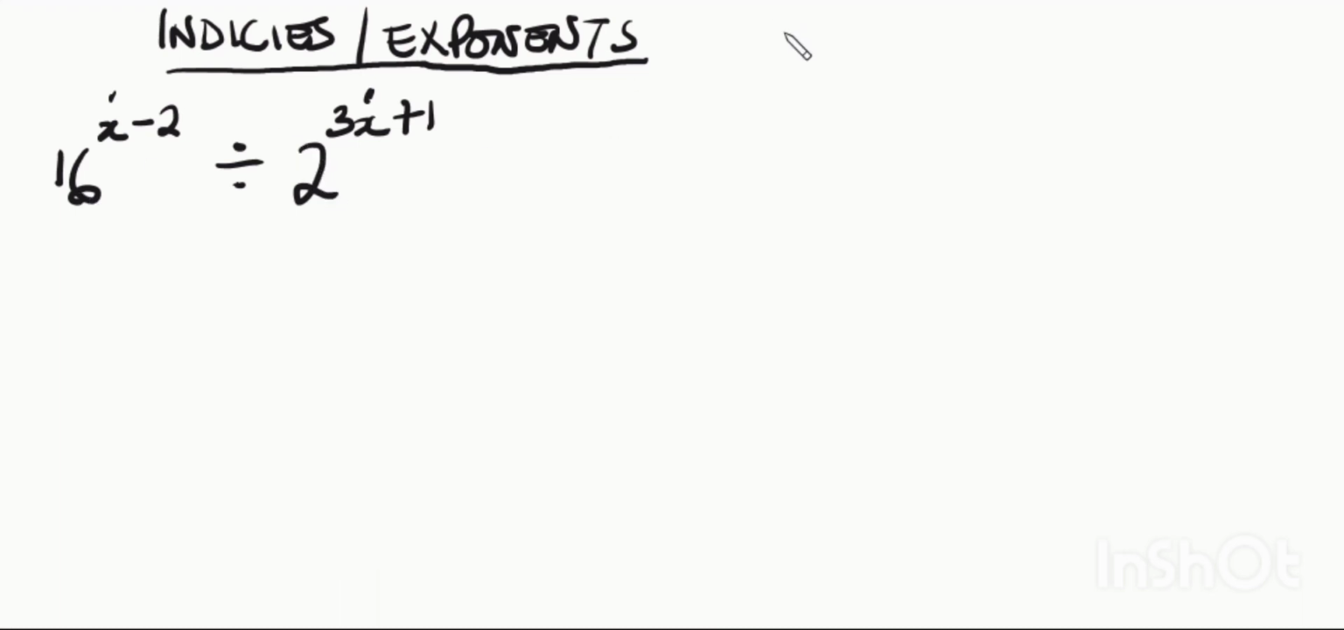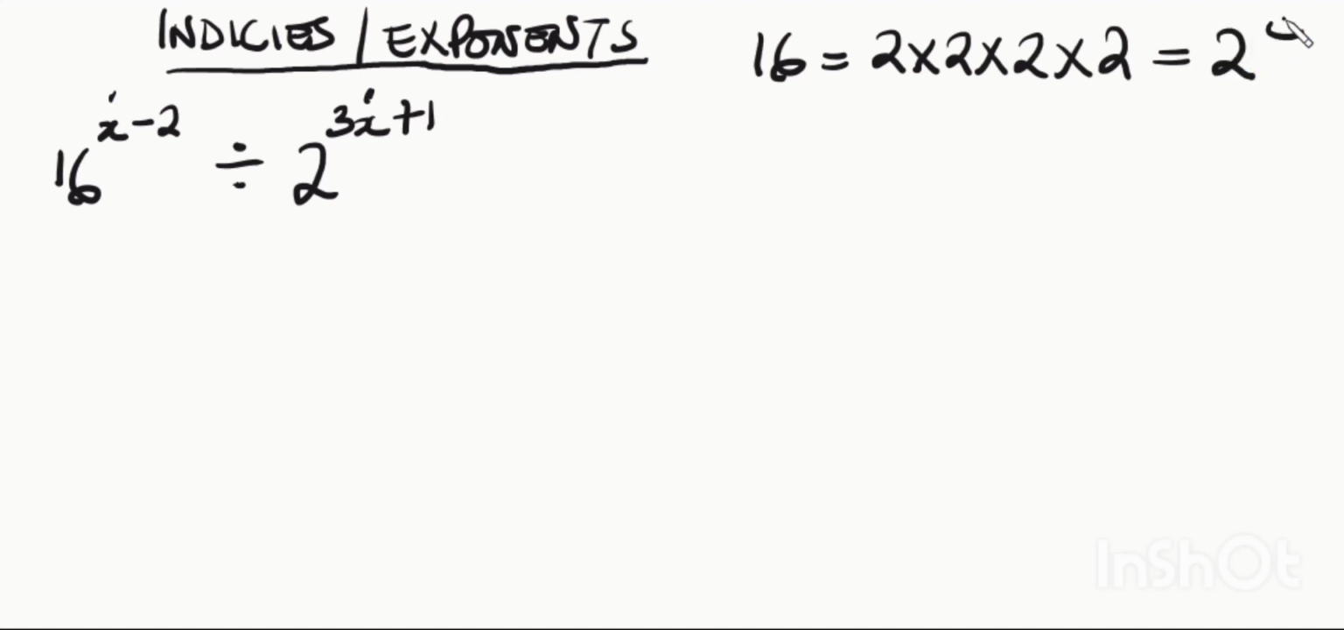Alright, so 16 is equal to 2 times 2, which is 4. 4 times 2 is 8. 8 times 2 is 16. That means 16 is 2 raised to the power 4. You see that immediately you make the bases the same, it becomes very, very easy for you to solve. So let's replace 16 with 2 raised to the power 4. So 16 is now 2 raised to the power 4.